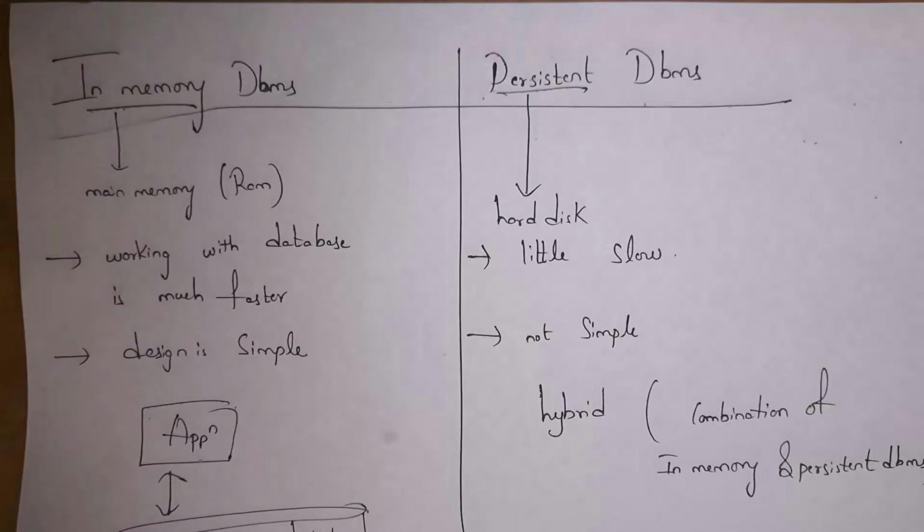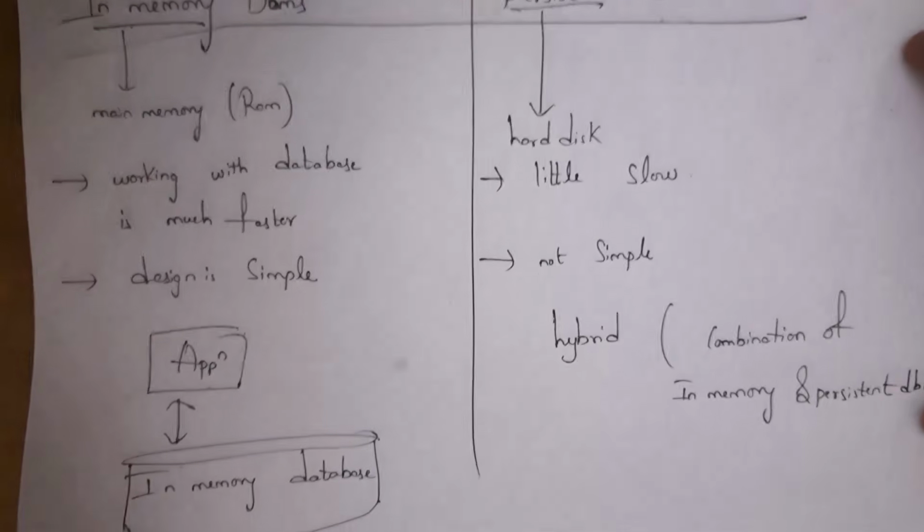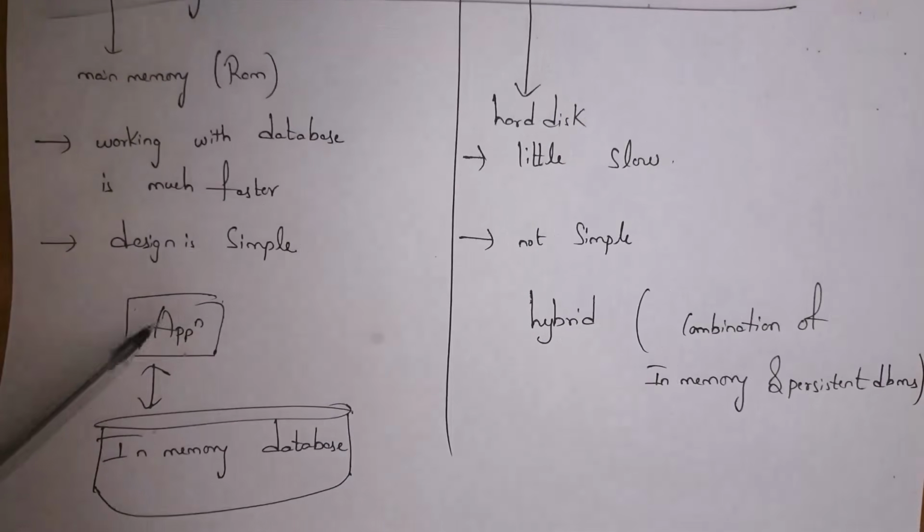Whereas in in-memory DBMS, working with database is much faster. And whereas in persistent DBMS, working with database is slower. In-memory DBMS design is simple, persistent DBMS design is complicated. This is the simple structure of in-memory DBMS. By using an application, we can connect to the in-memory database.